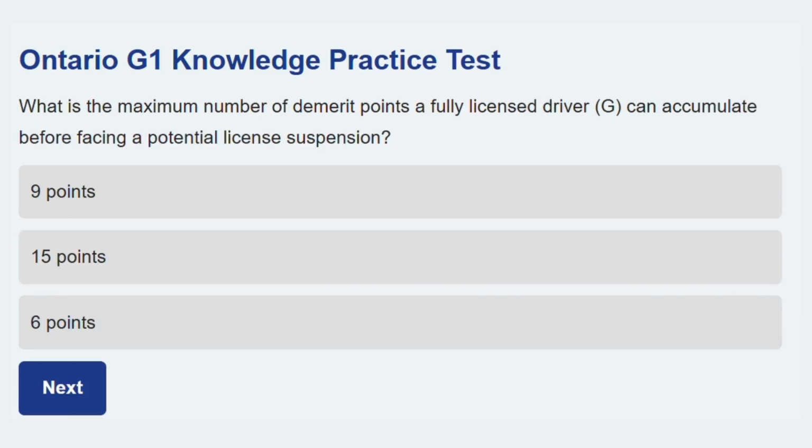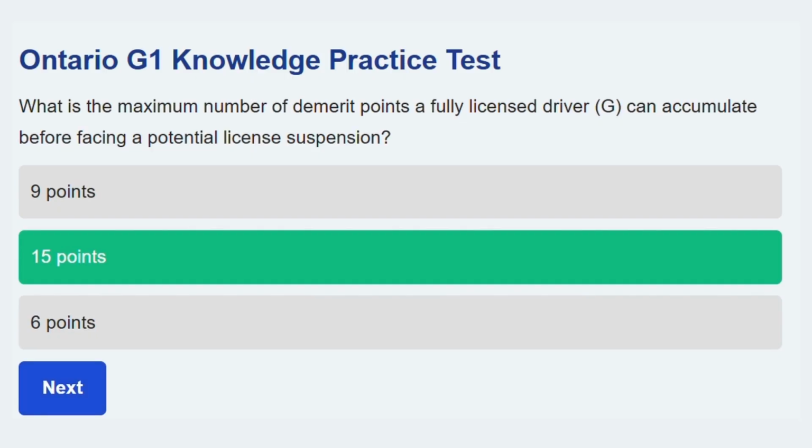Next up, what is the maximum number of demerit points a fully licensed G driver can accumulate before facing a potential license suspension? 15 points. This is the threshold for a full license holder, which is higher than for novice drivers.